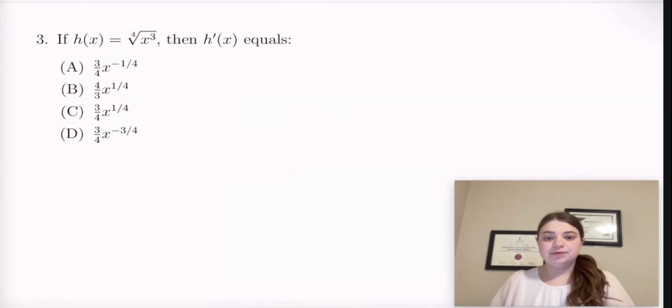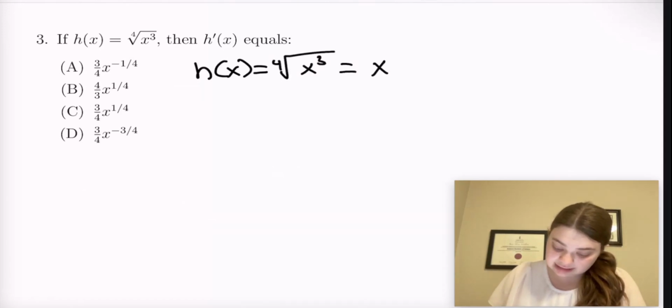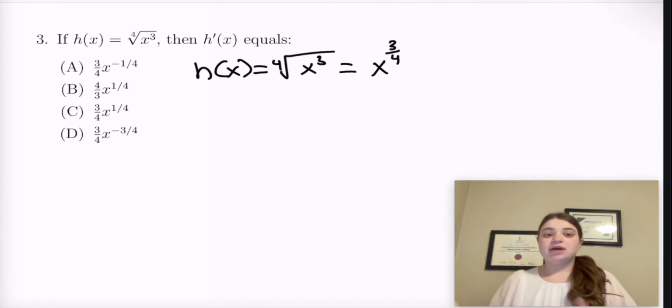Okay, here's another example. If h of x is equal to the quarter root of x cubed, then what is the derivative? Okay, so here's the thing. We know that the quarter root of x cubed is the same thing as x to the power of 3 over 4, right? Recall that putting a root to something is the same thing as having that number in the denominator of the exponent. So I move the quarter root into the exponent by putting it in the denominator. And then we can use the power rule to find the derivative.